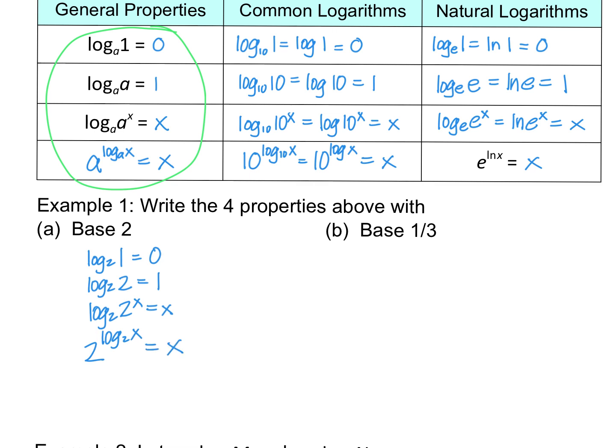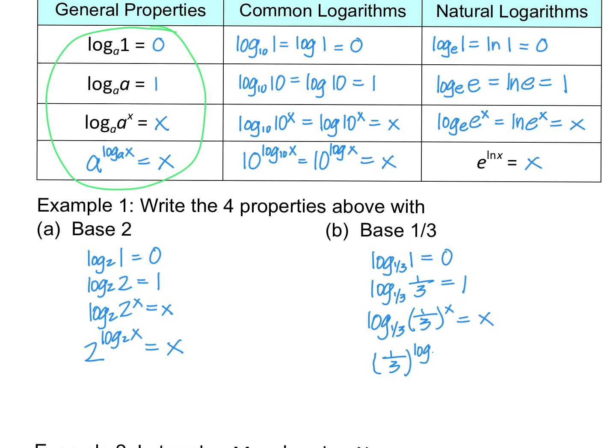With a base of 1/3, it will be log base 1/3 of 1 equals 0. Log base 1/3 of 1/3 is 1. Log base 1/3 of 1/3 to the x is x. And 1/3 raised to the log base 1/3 of x is x.